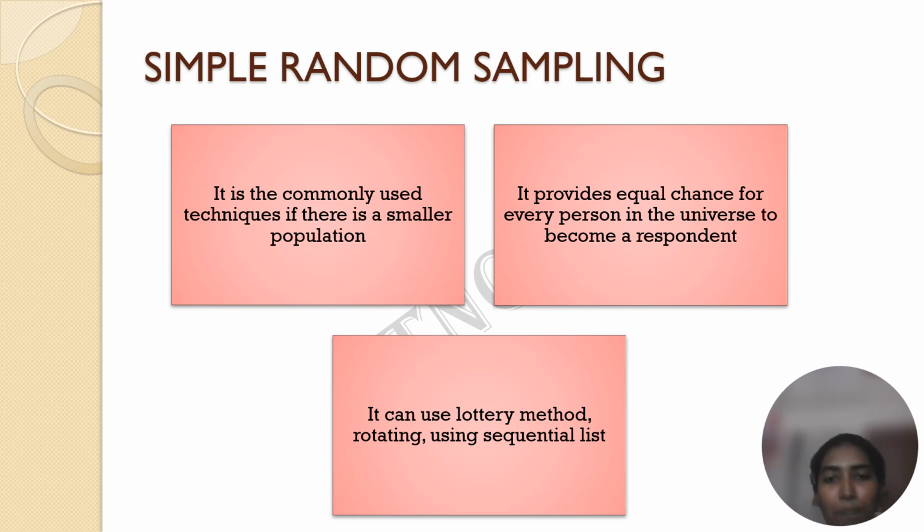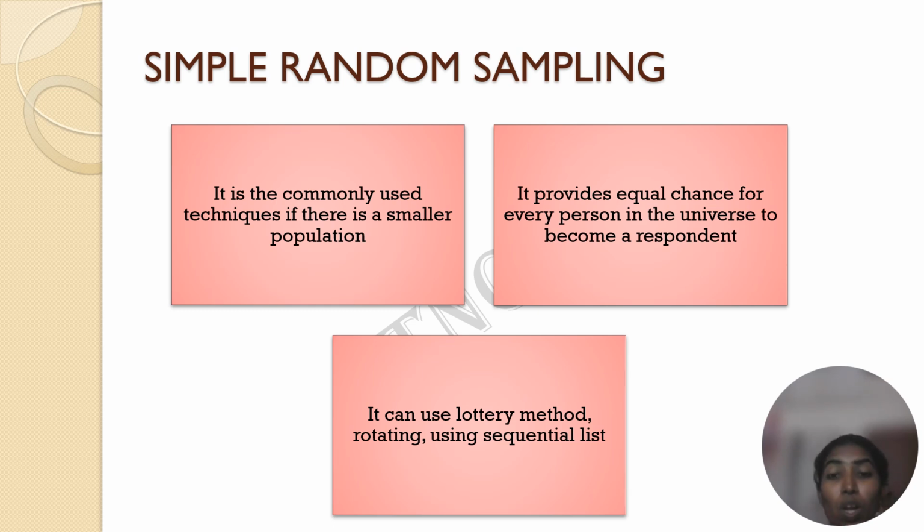Simple. It is very simple. It is a commonly used technique if there is a smaller population. So simple random technique can be used if the population size is low. For example, you have only the population size of 30 people and you need to select just 10 members from that. Then you can use simple random technique. It provides equal chance for every person in the universe to become a respondent.